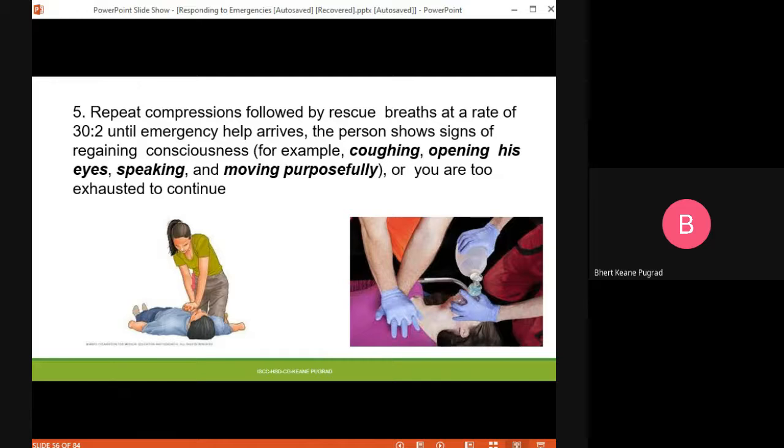Okay, number 5, repeat compressions, okay, followed by rescue breath at a rate of 30:2 until help arrives and the person shows signs of regaining consciousness. Like, for example, the patient suddenly coughs, the patient suddenly opens his eyes, starts to speak, and moves purposefully. Okay? And if you are too exhausted to continue.